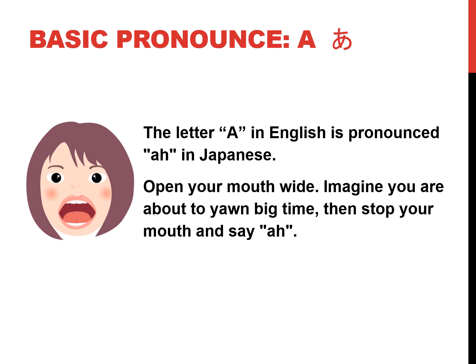First, let's practice pronouncing vowels. Here we will explain the difference in pronunciation of each vowel. The letter A in English is pronounced ah in Japanese. Open your mouth wide. Imagine you are about to yawn big time. Then stop your mouth and say ah.